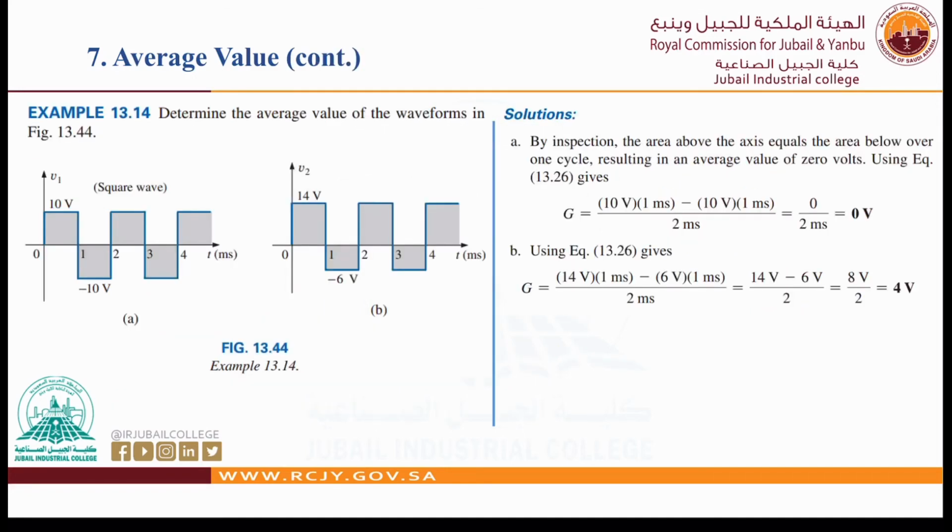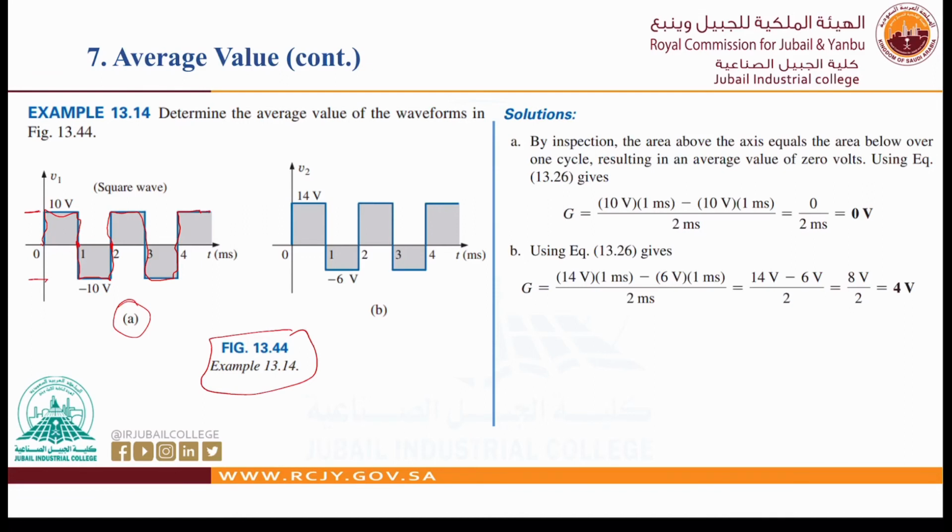Now for example, determine the average value of the waveform in 13.44, which is this one. The first one, for A, goes to 10, then goes down to 0, then goes to minus 10 volt, and then goes to 0, and so on. Because they have 10 and minus 10, they are the same, so it is easier for us.